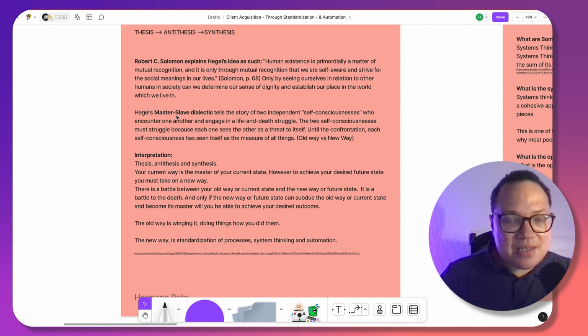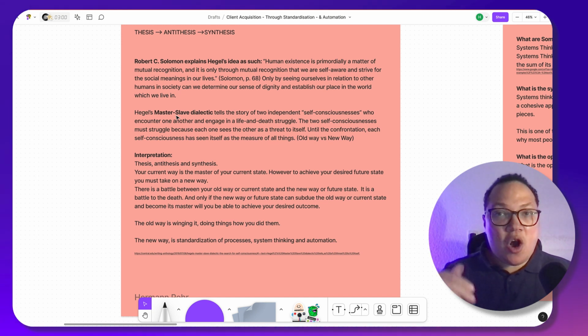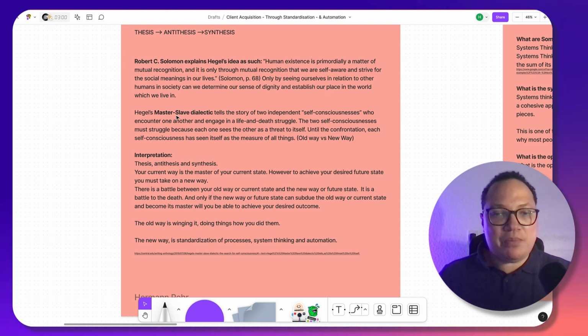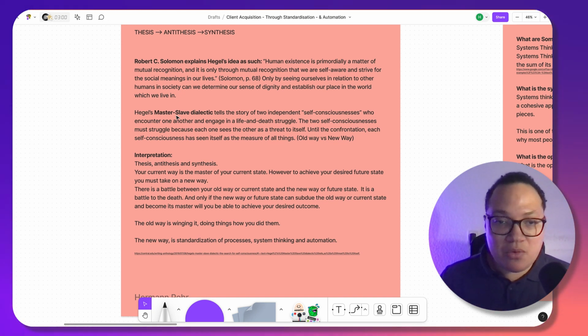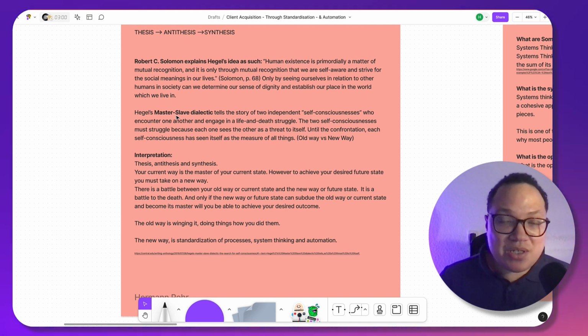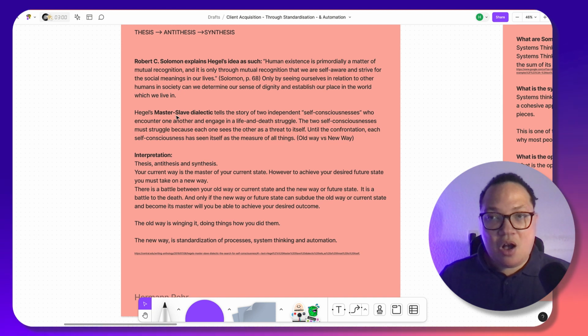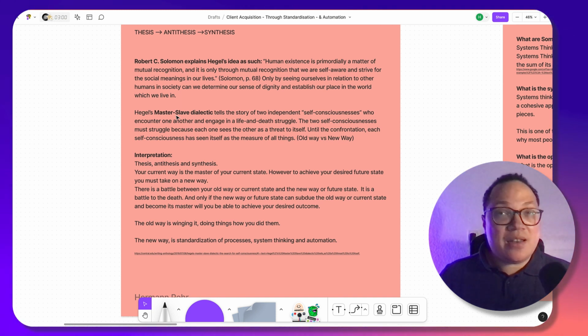And so this thesis, antithesis and synthesis is your current way, which is the master of your current state. And if you want to achieve your future state, you must take on a new way, a new approach. And so there's a battle between the old way and your current state and the new way or your future state. And this is literally a battle to the death. And only if the new way or the future state can subdue the old way or current state and become its master will you be able to achieve your desired outcomes. The old way winning is doing things how you always did them. And so, as Einstein said, the definition of insanity is doing the same things but hoping for a different outcome. But the new way is standardization of your processes, systems thinking and automation.